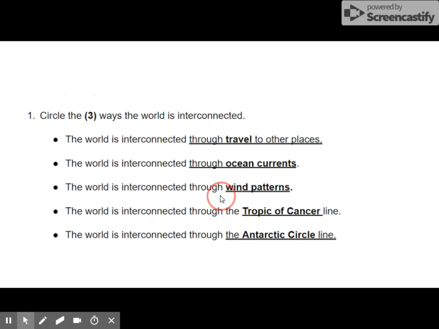Question 1. Circle the 3 ways the world is interconnected. There will be 5 choices here. You're circling 3.